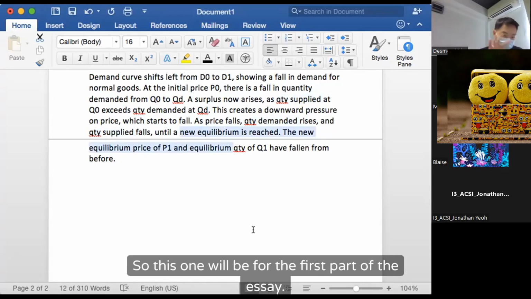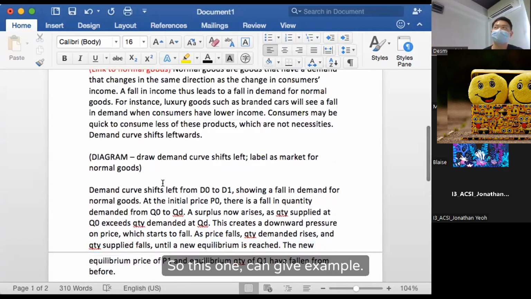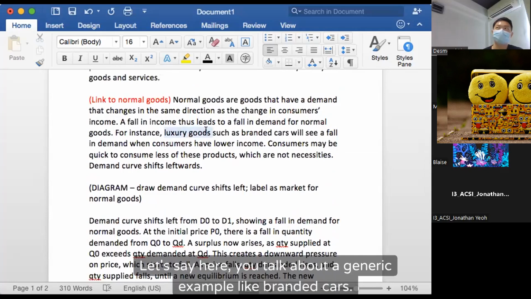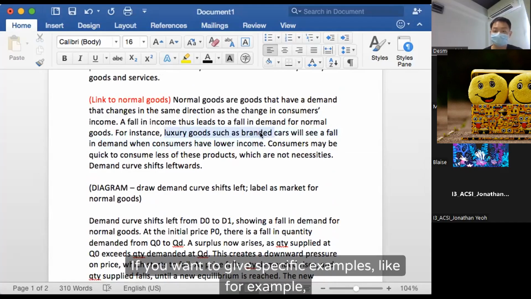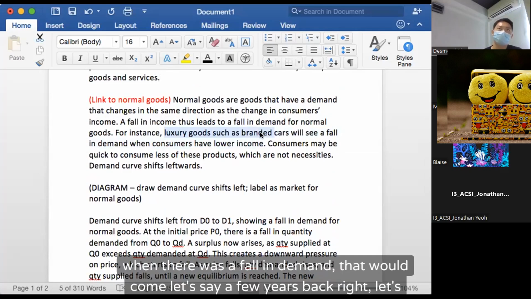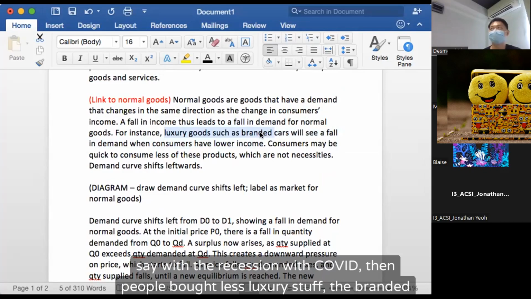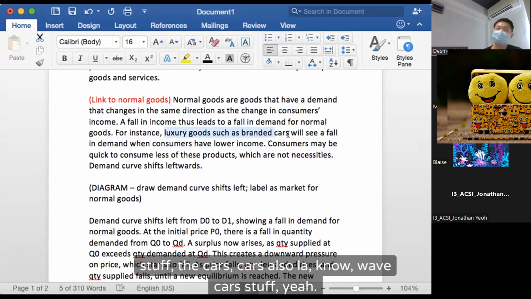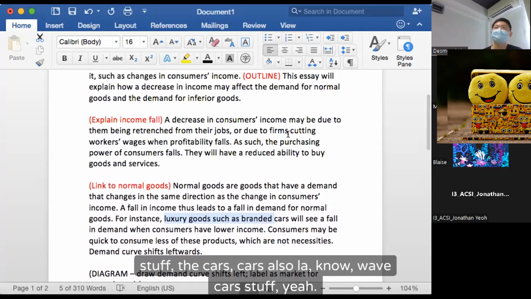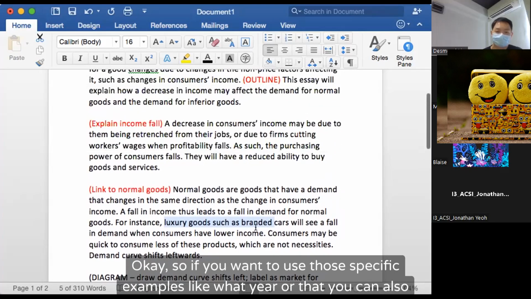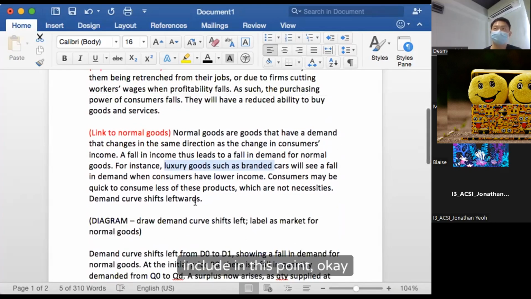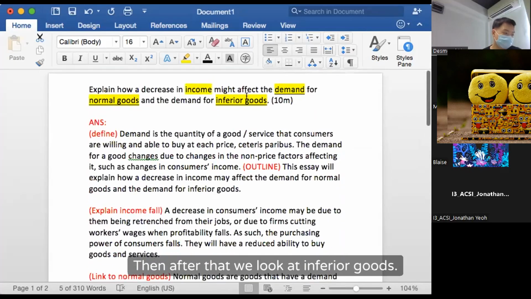So this will be for the first part of the essay. You can give an example. Let's say here you talk about a generic example like branded cars. If you want to give specific examples, like when there was a fall in income a few years back, with the recession, with COVID, people bought less luxury stuff, the branded stuff. The cars also. If you want to use those specific examples, like what year, you can also include them in this point. Then after that, we look at inferior goods.